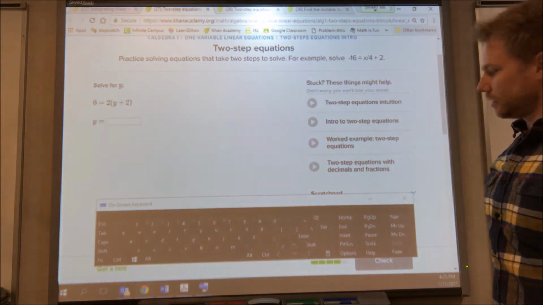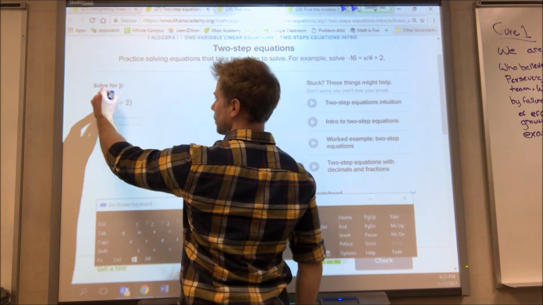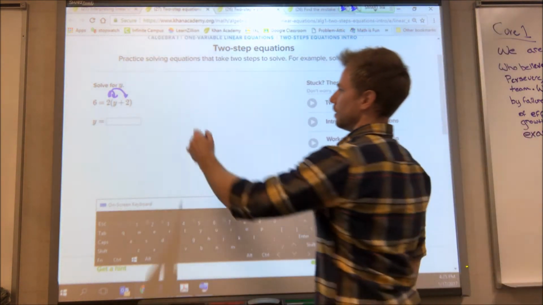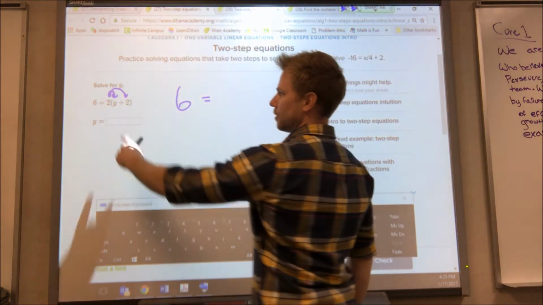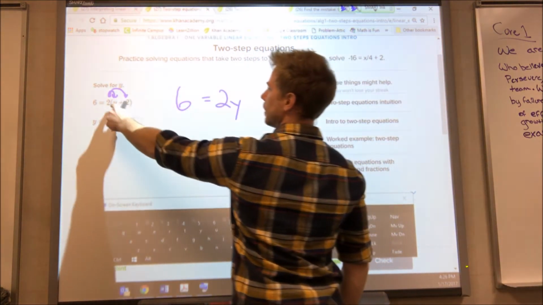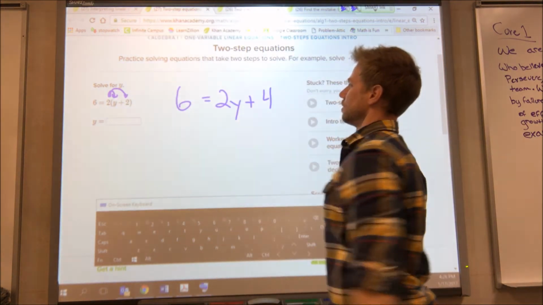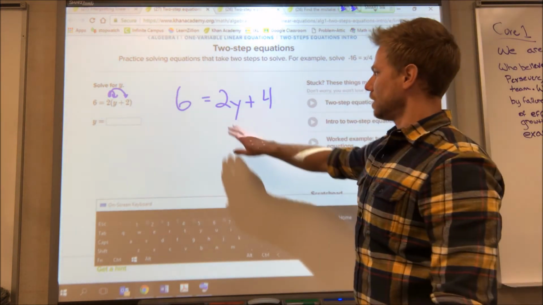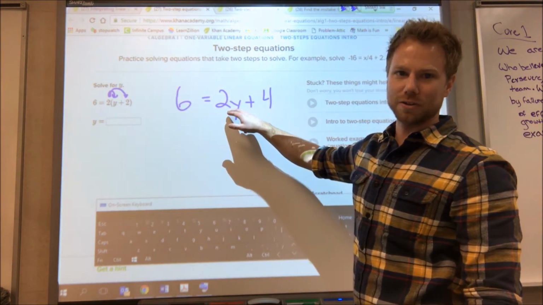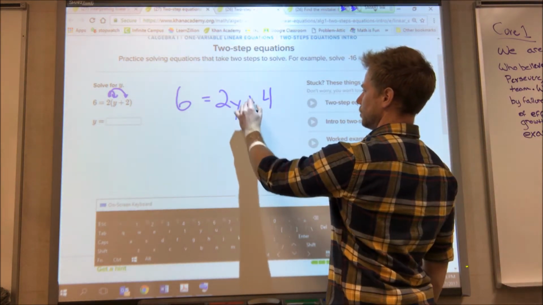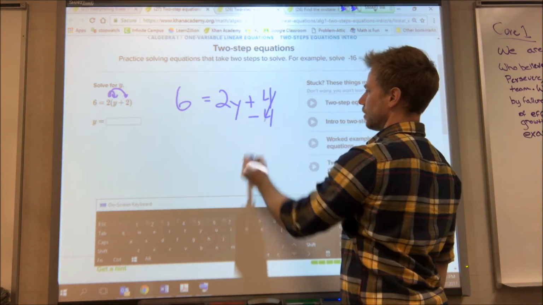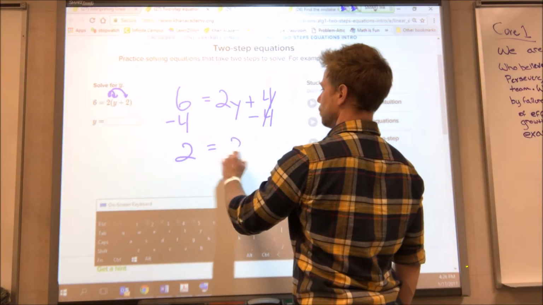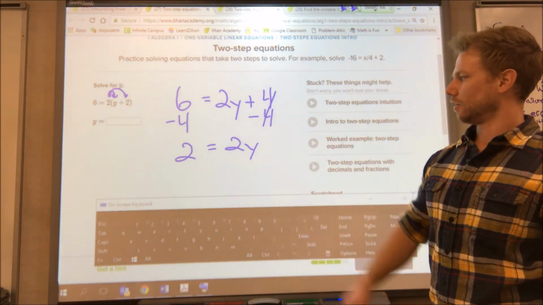Another one with parentheses. So we're going to have to follow our order of operations and take care of the parentheses by distributing. So 6 on the left, 2 times y is 2y, 2 times 2 is 4. Now we're going to do the opposite of what we see. We want to get 2y all by itself on the right. So we're going to do the opposite of adding 4. We're going to subtract 4. What we do on one side, we have to do on the other side. 6 minus 4 is 2. We're left with 2y on the right.